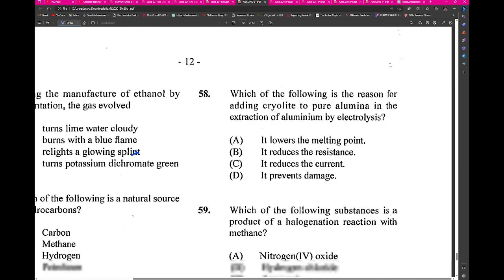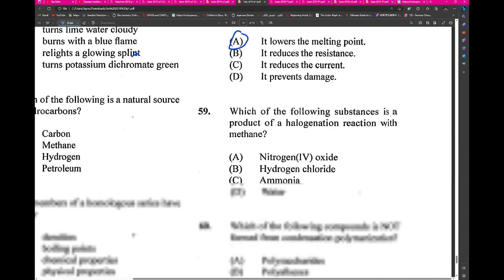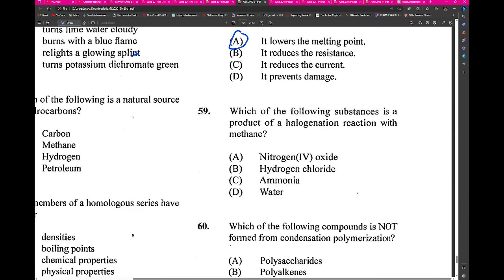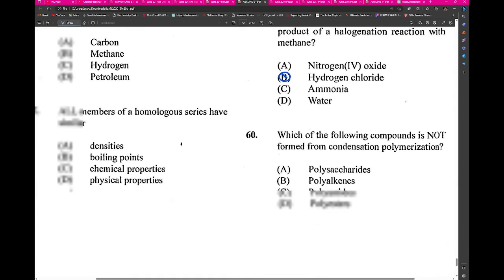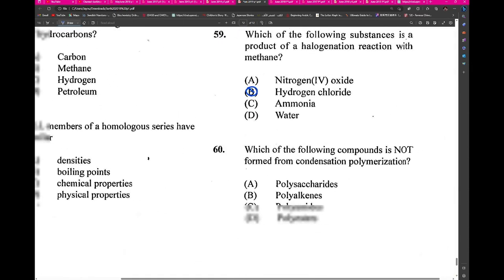Here now, which of the following is a reason for adding cryolite to the pure alumina in the extraction? We're reducing the melting point. Right? Which of the following substances is a product of halogenation reaction with methane? Right, so this would be hydrogen chloride. And which of the following compounds is not formed from condensation polymerization? I think that it should be polyalkenes.